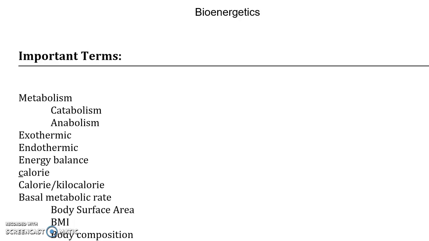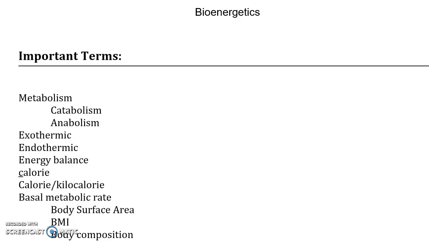In order to figure out the basal metabolic rate, a lot of people use the body surface area, which is a measure of how big your body is, and so it helps with the estimation of the amount of energy that you need. The body mass index is also a way that people use to measure body composition.